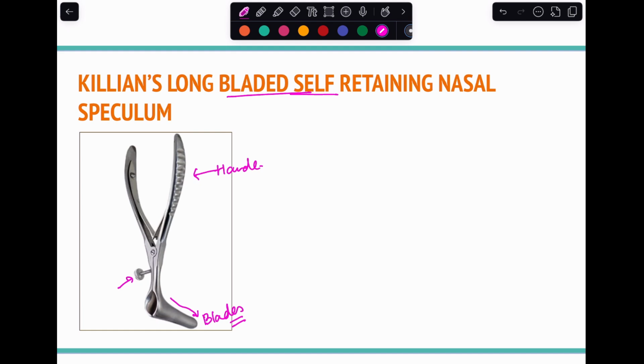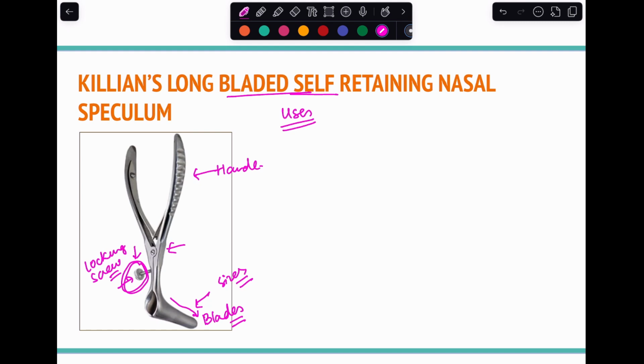Then we have a spring hinge or a plier mechanism over here. Then we have a locking screw with a self-retaining lock. So these are the different parts of the Killian's long-bladed self-retaining nasal speculum. And these blades that you're seeing are available in different sizes. You can adjust the distance between the two blades over here and fix it with the help of this locking screw. So these are the different parts of the Killian's nasal speculum.